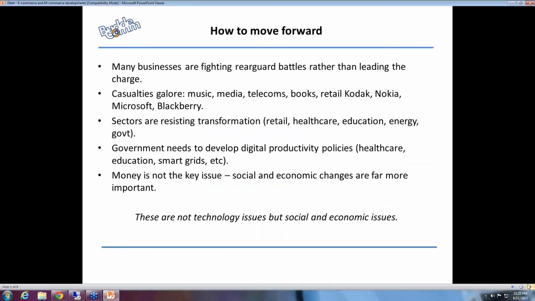Money is not the key issue. It is the social and economic changes that are far more important. If you build a broadband network, for example, in Australia, they have calculated that you can save $30 billion in healthcare costs over a 10-year period if you could move to e-health. So the savings in healthcare alone could simply finance the whole building of a broadband network in a country like Australia. And every single country will have exactly the same sort of opportunities and the same sort of issues.